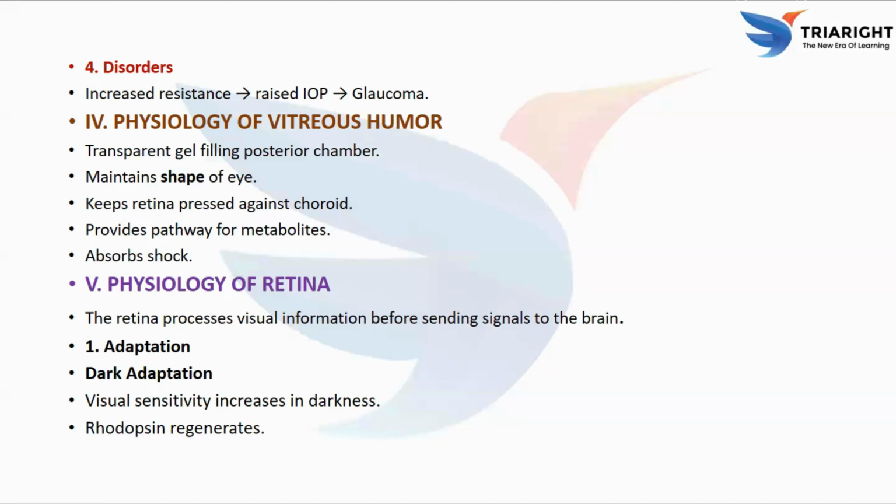Rhodopsin, I already said, is a visual pigment which is present in rods. This rhodopsin is bleached by bright light. In darkness, rhodopsin is resynthesized, increasing the sensitivity. This is why you cannot see immediately whenever entering a dark room. But after 20 to 30 minutes, your vision improves greatly. This is because of the dark adaptation of the retina.